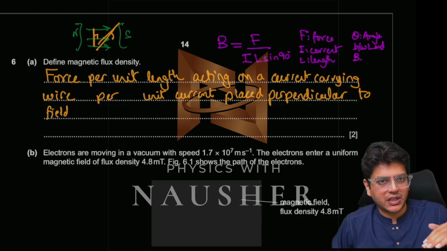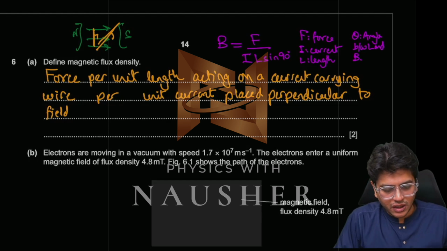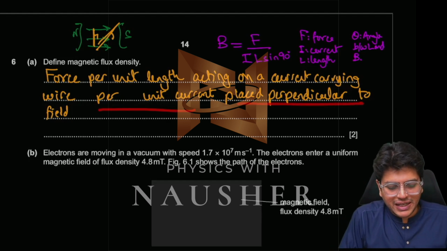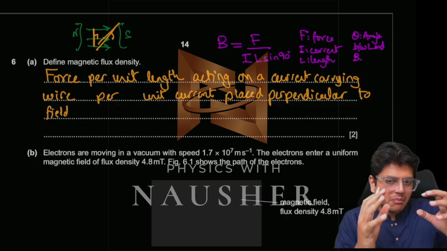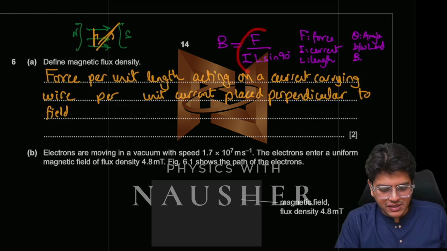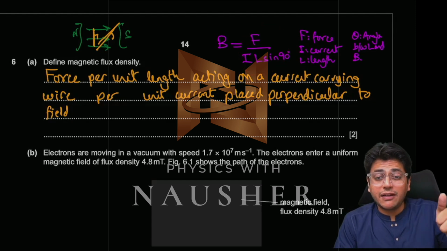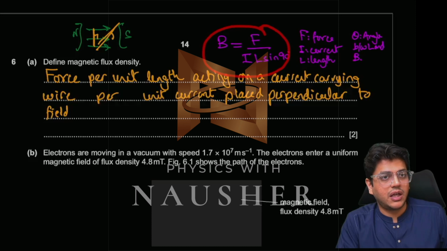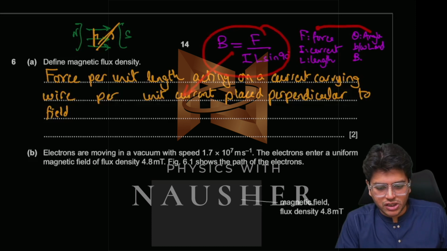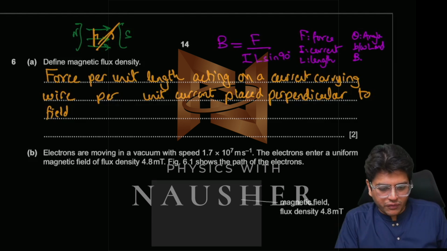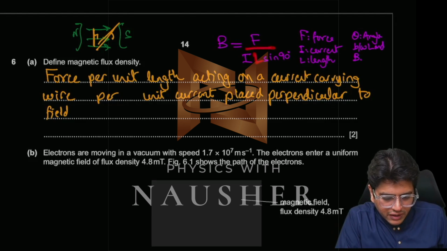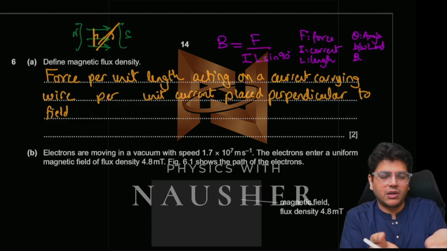So force per unit length acting on a current carrying wire per unit current placed perpendicular to the magnetic field. Remember that you have to explain this. It's completely fine if you just write this down over here and you explain this to us. You're good. You're sorted. Because you have explained that the force is per unit length, per unit current. You're just trying to explain the formula in words.